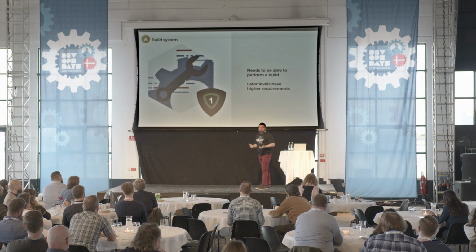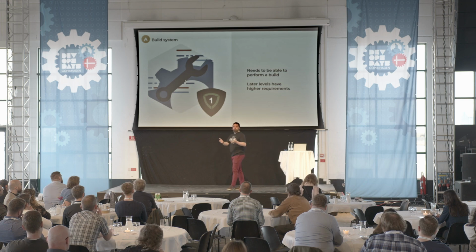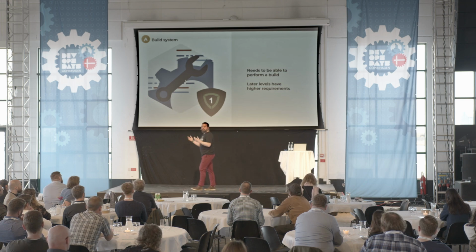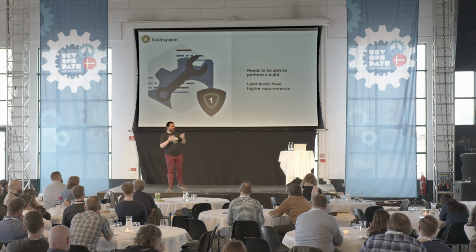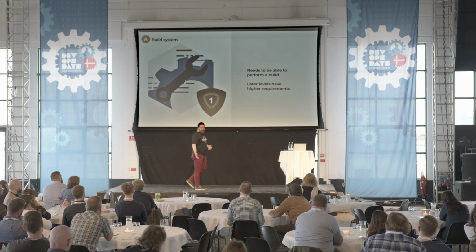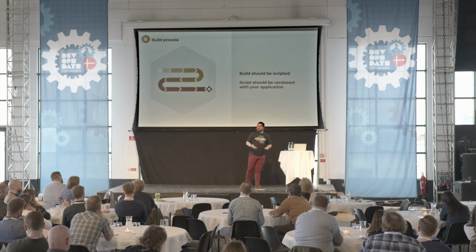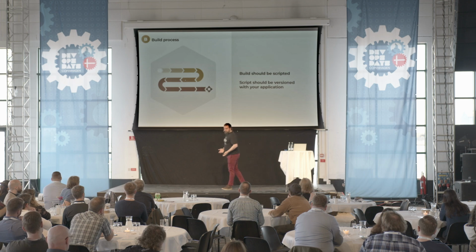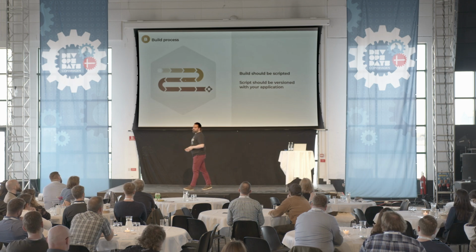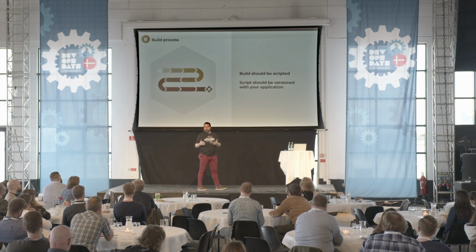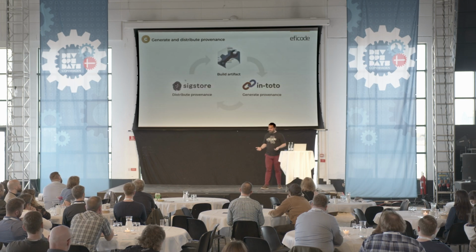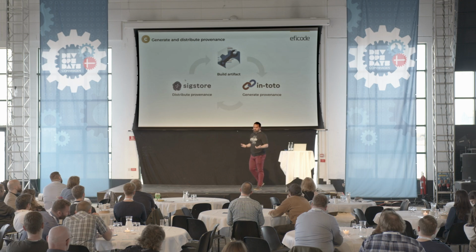So the first thing you need to do is the build system. Actually, in level 1, you could use your laptop, but please don't use your laptop as your build system. You choose a centralized CI server, because on the later levels, we have higher requirements. The next one is that our build process needs to be scripted, and the scripts hopefully should be living together with your artifacts or with your source code. Again, if you don't have a CI server that is able to create things as code, you should switch your CI system. Last but not least, the generation and distribution of provenance.